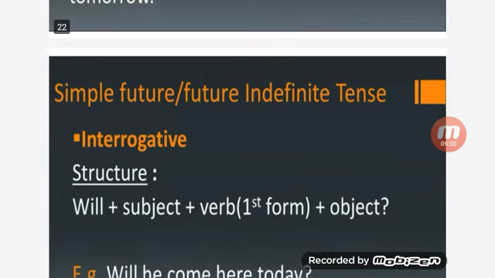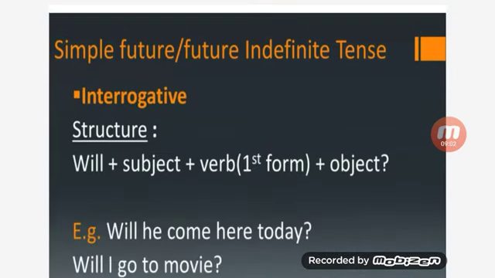Now next is interrogative sentences structure. Will plus subject plus verb first form plus object. For example, will he come here today? Will I go to movie? So these are sentences of future indefinite tense.